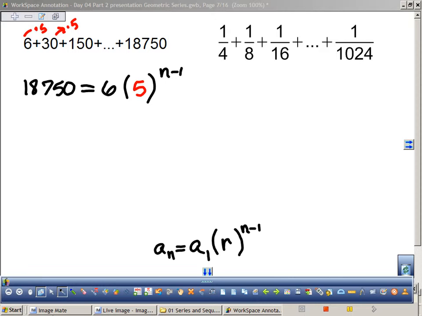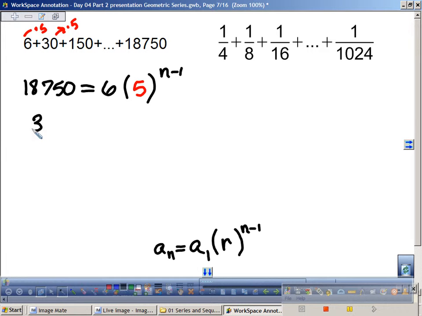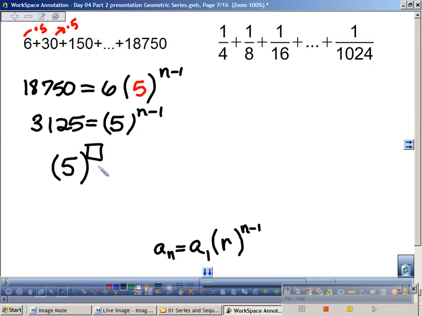Okay, so if I do that for me, 18,750 divided by 6. Say it again. 3125, thank you. Okay. How many 5s is that? Don't scream it out. You guys investigate.